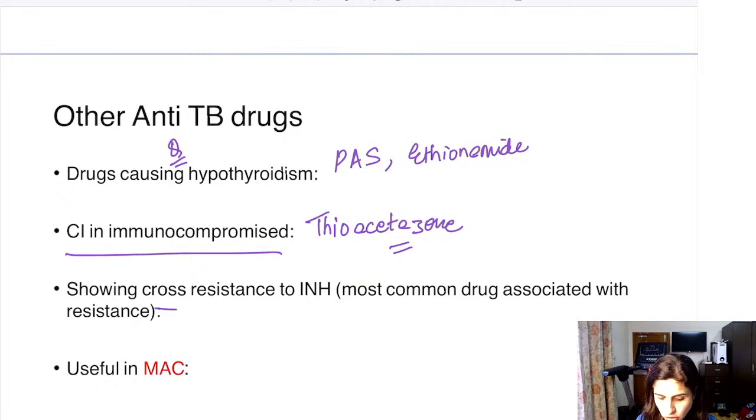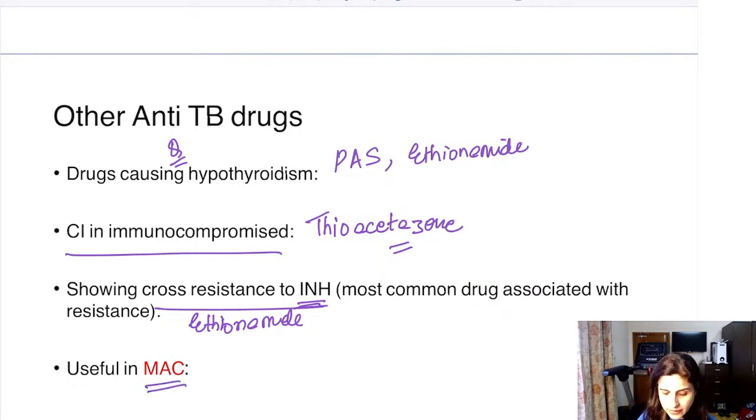Which of the drugs shows cross resistance to INH? If there is INH, resistance to it develops, because INH is one of the most common drugs to cause resistance. So which of the drugs has shown cross resistance to INH? Again, this is ethionamide. Okay, it is ethionamide. Yes, cross resistance with ethionamide.